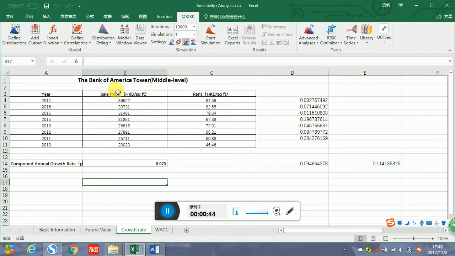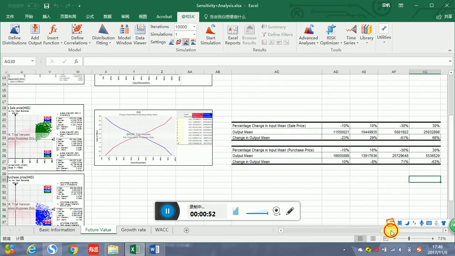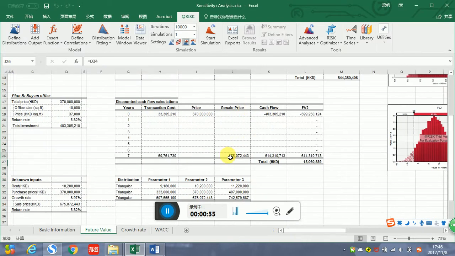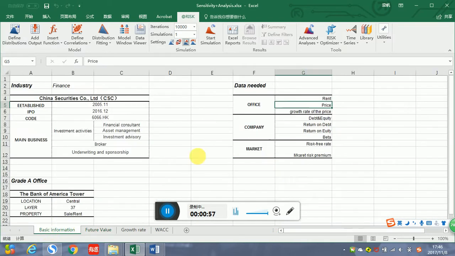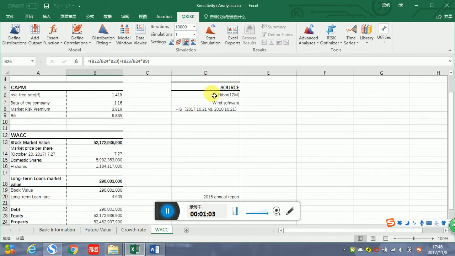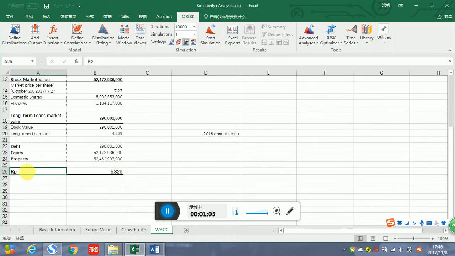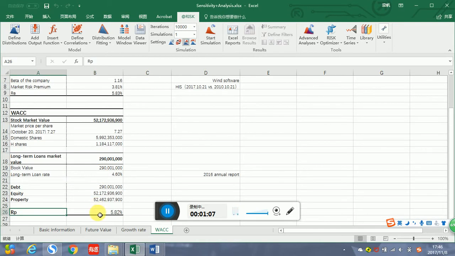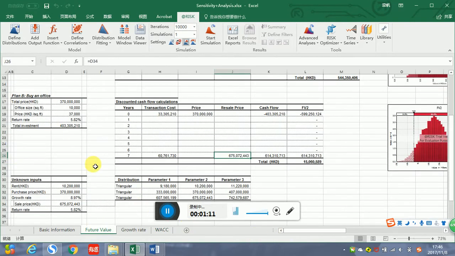Then, according to the sale price, we calculated the compound annual growth rate and then used it to calculate the resale price here. For the company and the market, we can get this data from this source, and then we get our expected return here. Anyway, we focus on our future value.